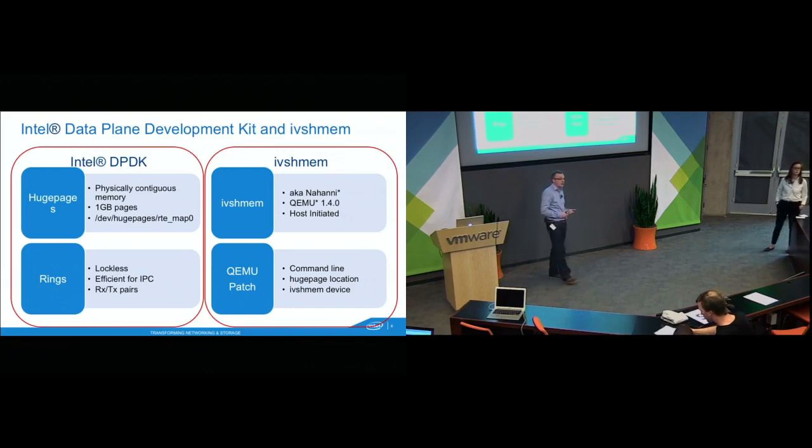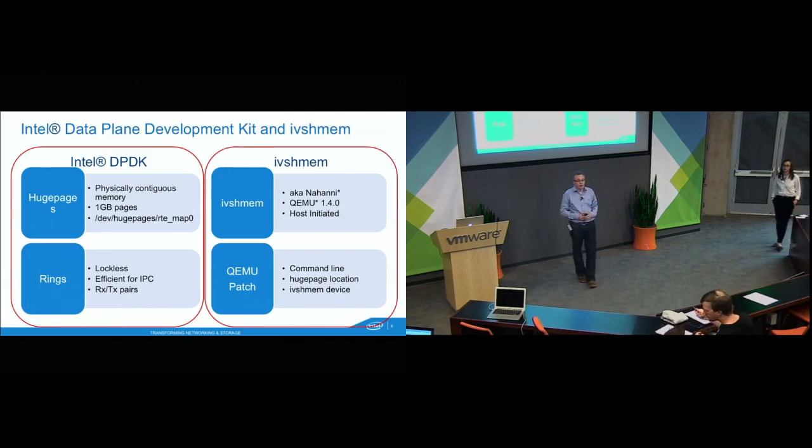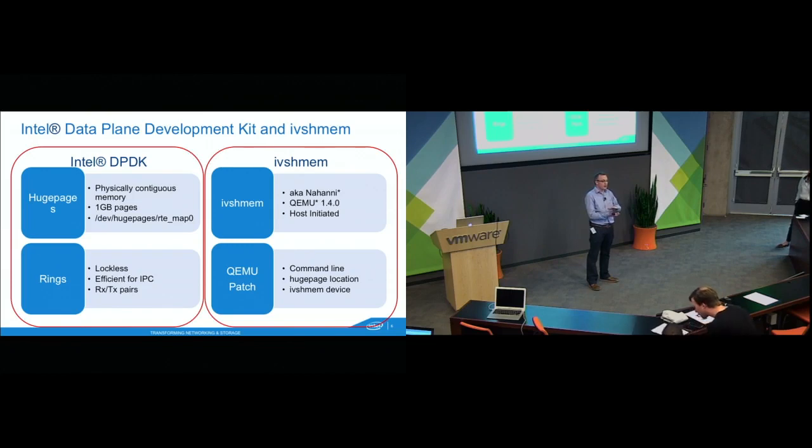So in order to do this, it uses the huge pages file system. It's a pseudo file system. And so a DPDK application will open the file descriptor and memory map in the 1 gig huge page. So that's the piece of memory that we want to share between the host and the guest.